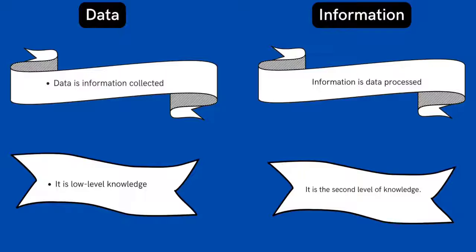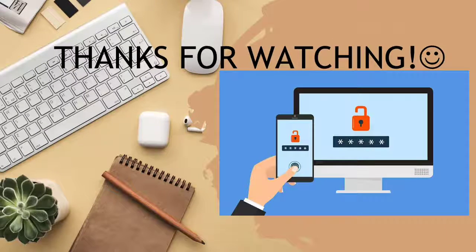Then next, data is low-level knowledge, while information is the second level of knowledge. Here it shows that information is a more reliable source than data, because information helps researchers to conduct a proper analysis. So that's all. Thanks for watching.